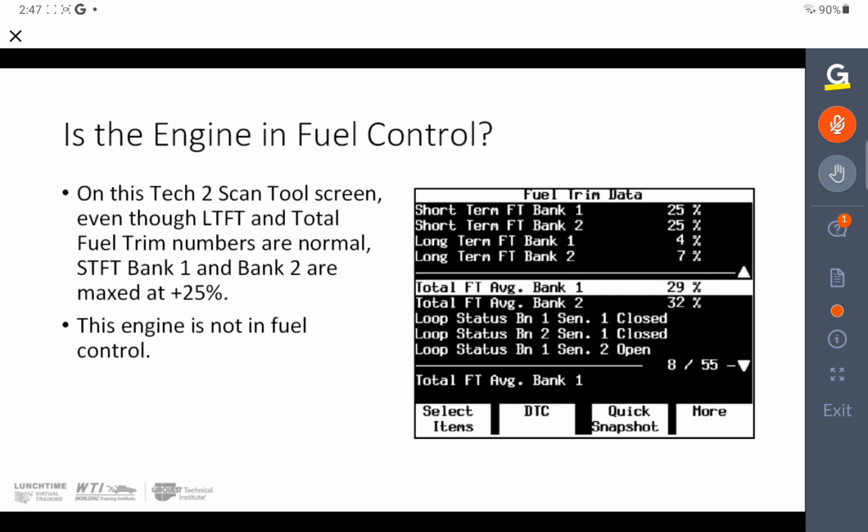On this particular one, it's a Tech 2. And even though long-term fuel trim and total fuel trim numbers are normal, short-term fuel trim, bank 1 and bank 2, are maxed out at +25%. And again, short-term fuel trim is the immediate response to what's going on. We want that as close to zero as possible. This engine is not in control, even though the long-term fuel trims aren't too bad. It's the short terms that we're concerned about.